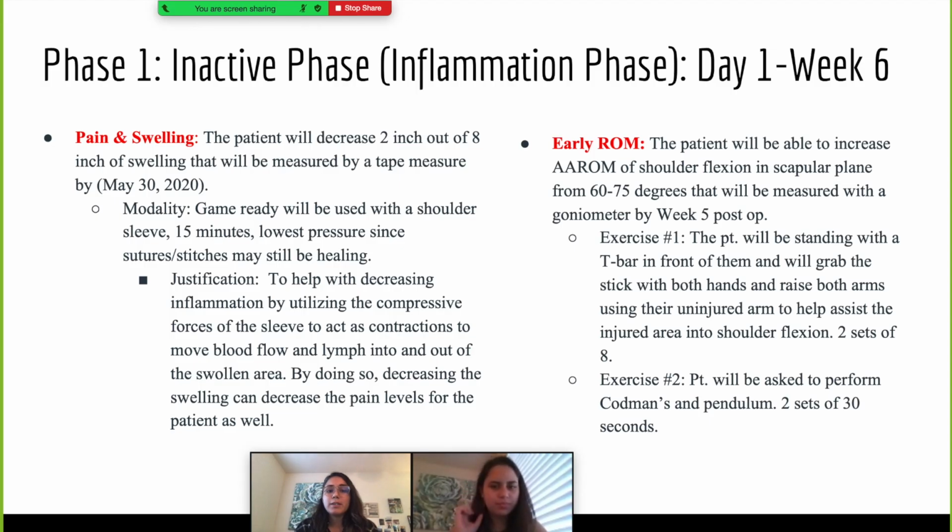The second exercise is that the patient will be asked to perform Codman's and pendulum, 2 sets of 30 seconds. Our justification for these 2 exercises is that the patient will be able to assist the injured arm into shoulder flexion with the help of the non-injured arm by the use of the T-bar. Codman's and pendulums will be used to assist the injured arm to initiate early range of motion for the shoulder.